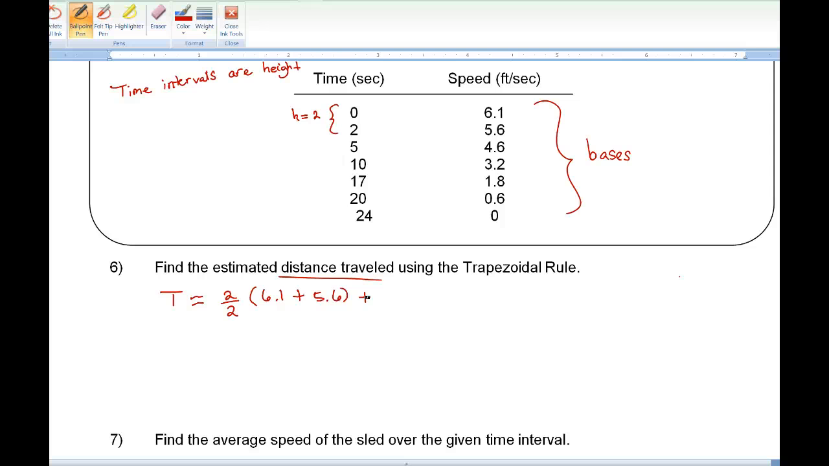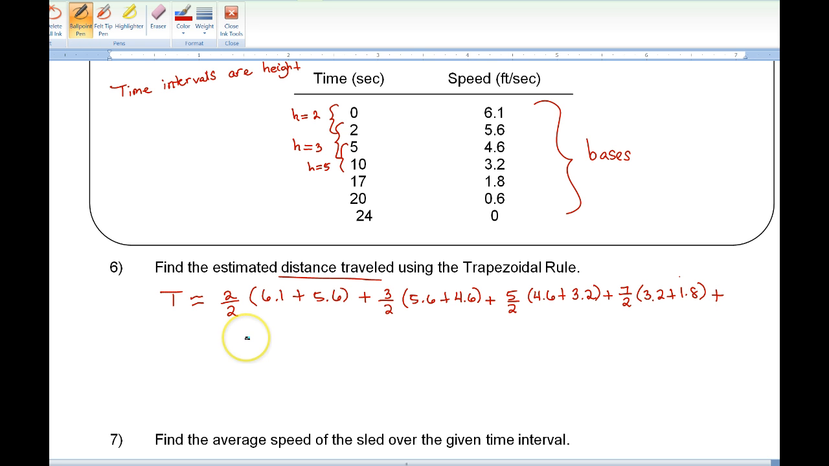Okay, the next height is going to be 3. So it's going to be 3 over 2. And then base 1 is 5.6. Base 2 is 4.6. Do you see the pattern now? So the next time interval is 5 to 10 seconds. So my height is 5 divided by 2, and then 4.6 plus 3.2. The next time interval is 7, so 7 over 2, and then we have 3.2 plus 1.8.